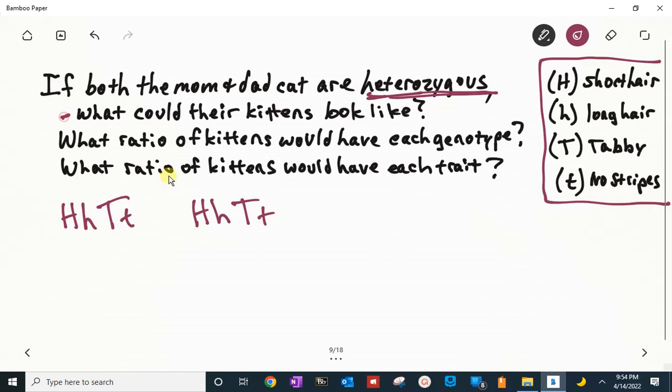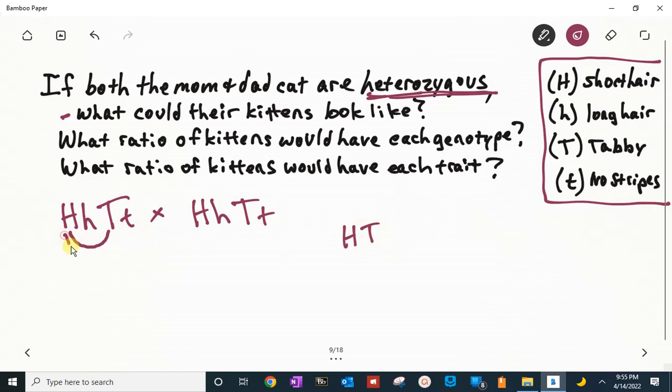So what could their kittens look like? If you cross a heterozygous dominant with another heterozygous dominant for both of these traits, let's do a Punnett square and find out. So mom has a capital H, and she could donate one capital H and one capital T to her child.